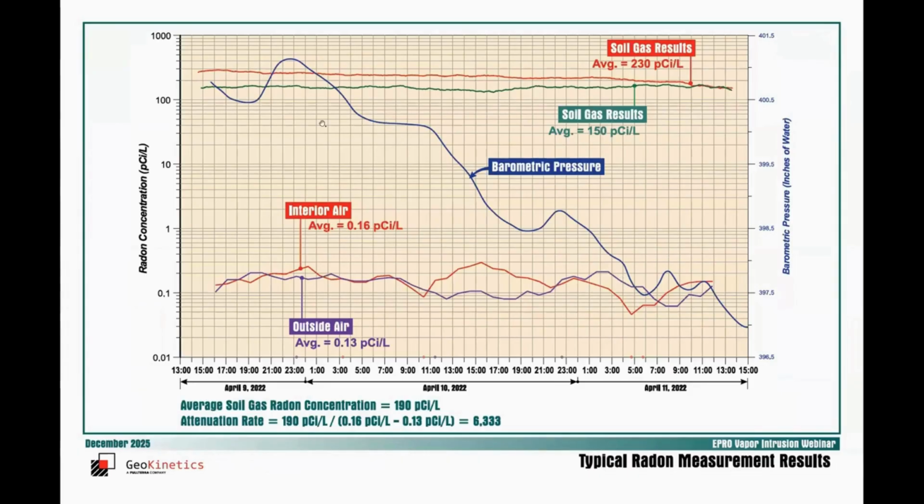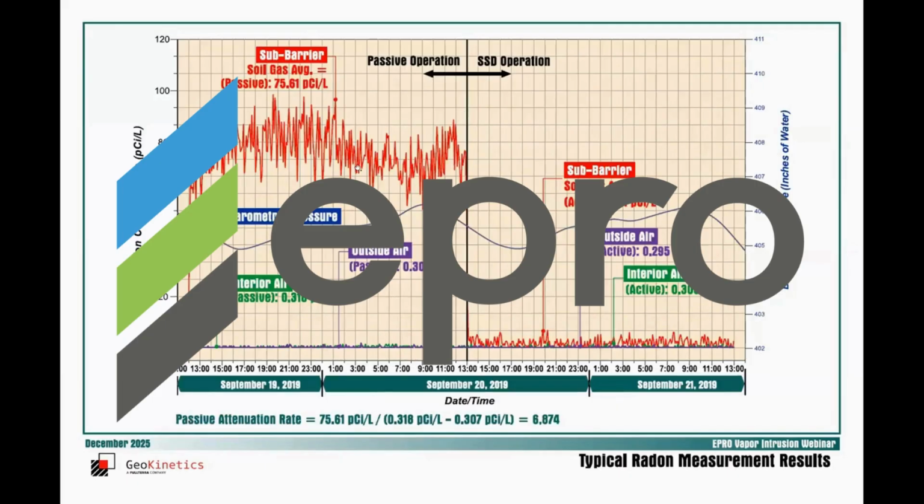And we measure the barometric pressure, and a dropping barometric pressure curve like this is ideal because it tries to force VOCs to the indoor air. And for this data, we calculate an attenuation rate of just over 6,000. It's not unusual to find attenuation rates with a good installation of 10,000, 20,000, even 30,000, which compares to the default attenuation rate of 33 used by the state of California. So you can get very high levels.